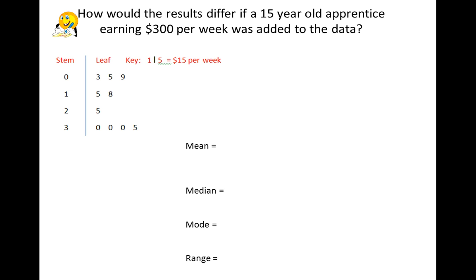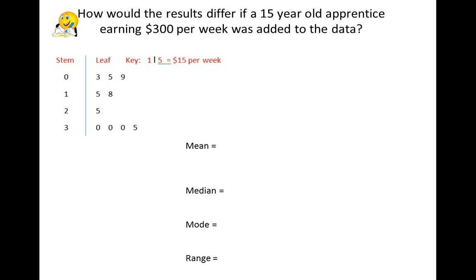Alright, now we're going to have a look at how the previous example would be altered slightly if we add one more piece of data to that list. So a question at the top here is, how would the results differ if a 15-year-old apprentice earning $300 per week was added to the data?